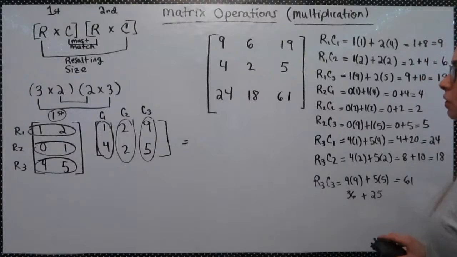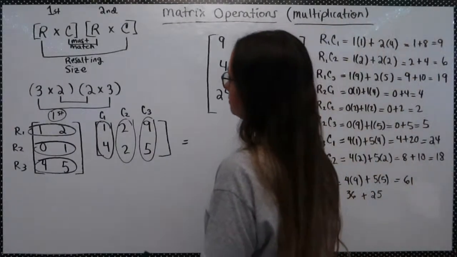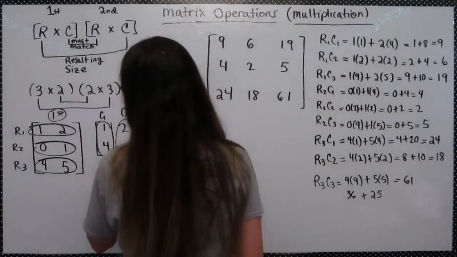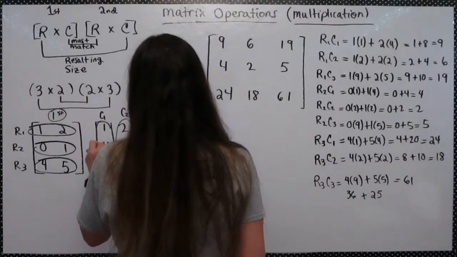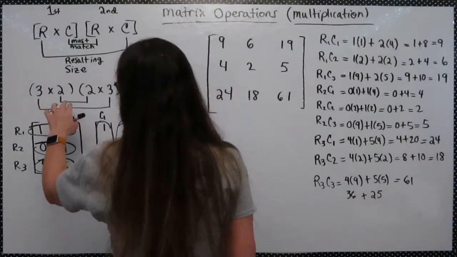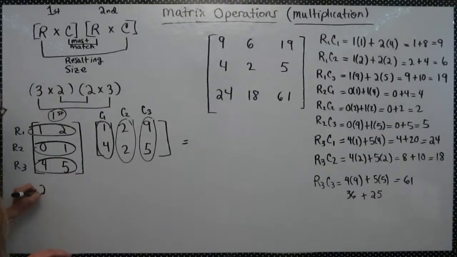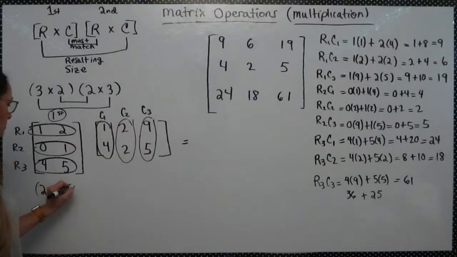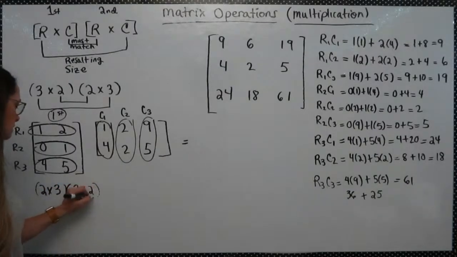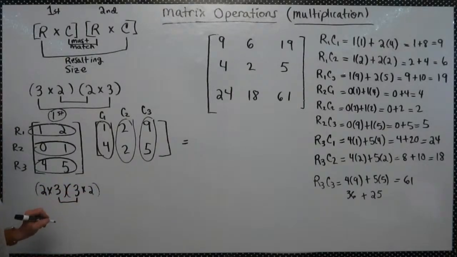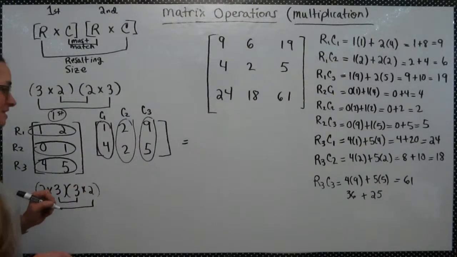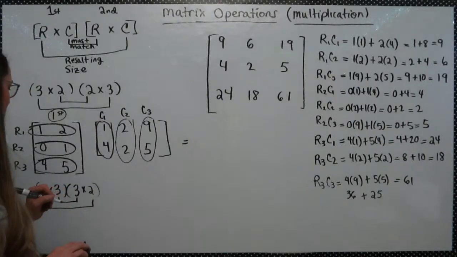So if we were to switch the order of these matrices, like we wanted to multiply the 2 by 3 and the 3 by 2. Again, we would check to see that these match, and they do, and the resulting matrix would only be a 2 by 2. So this is how important order is when you're multiplying matrices.